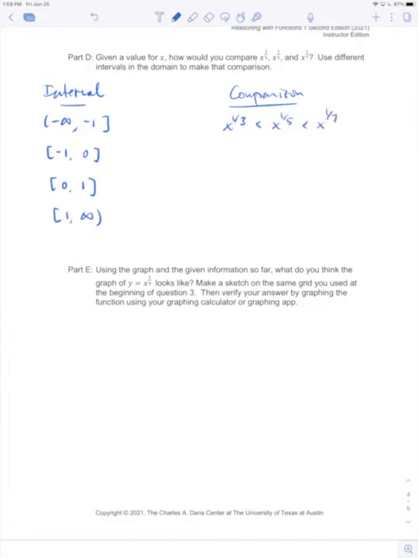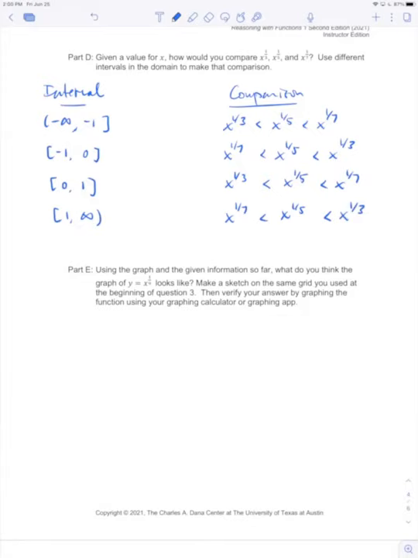Now, between negative 1 and 0, it's going to switch. We're going to have x to the 1/7 be the smallest, and x to the 1/3 be the largest. In the interval 0 to 1, x to the 1/3 is going to be the smallest, x to the 1/5 the middle, and x to the 1/7 the largest. I'm sorry. X to the 1/7 is the largest. And then for the last interval, 1 through infinity, we switch again. X to the 1/7 is the smallest, with x to the 1/3 being the largest.